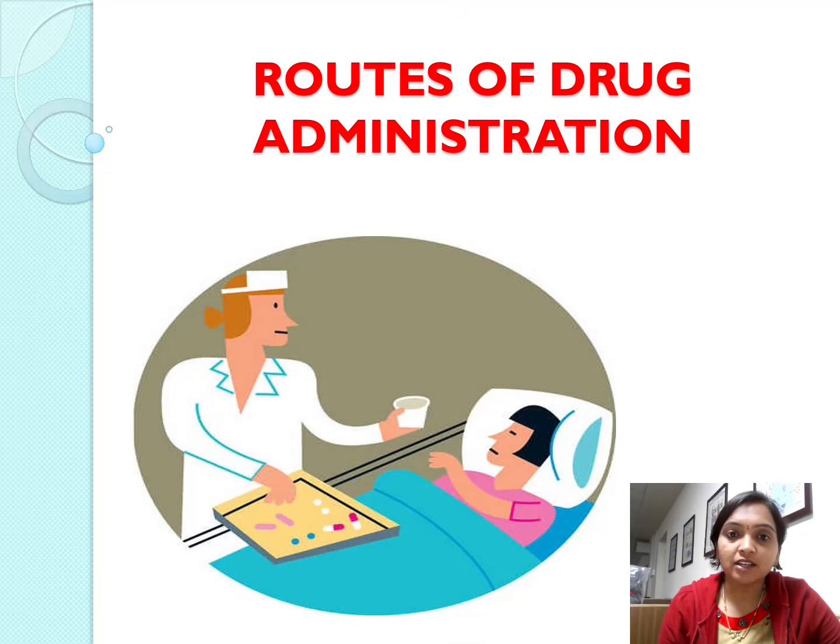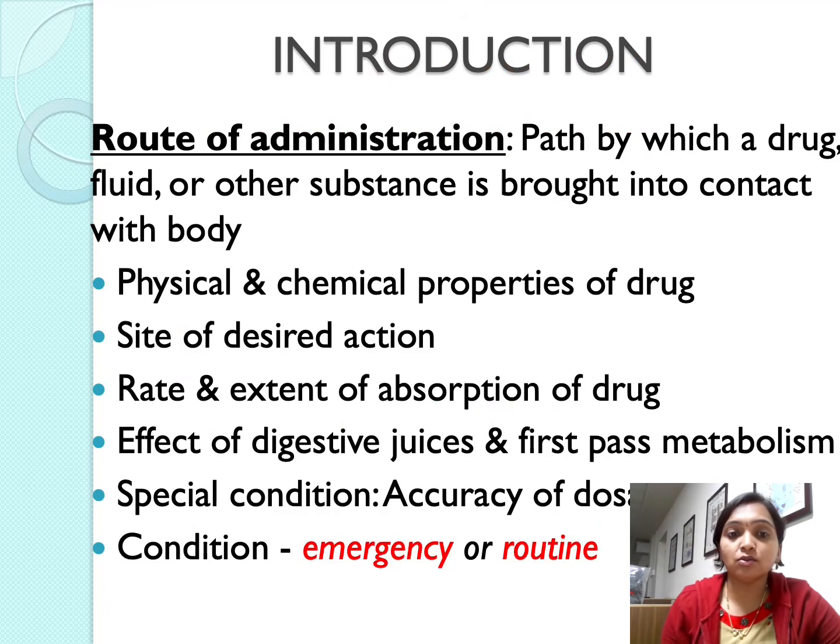Hello, today you'll be studying about routes of drug administration. Route of drug administration basically means the path by which a drug will come in contact with our body and finally reach the site of desired action, where it has to actually act. The selection of route depends on various physical and chemical properties of the drug and also the situation, based on which you'll be deciding the administration route.